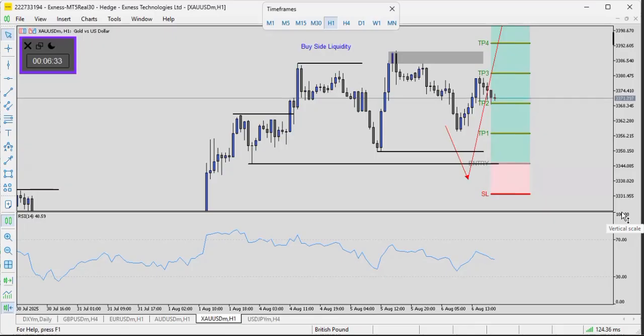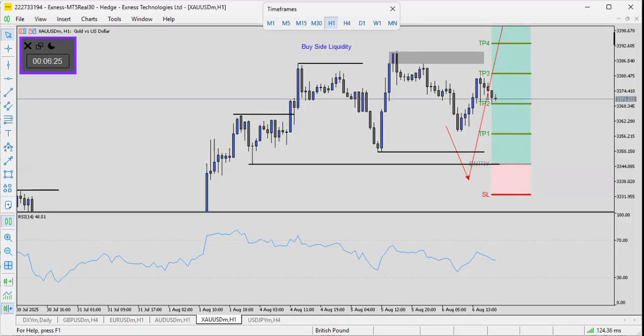Now, this is for position traders. Scalpers can just scalp every high and every low, and I've not seen scalpers that have made serious money in this market. Position traders are the ones making serious money. Swing traders, I mean, because they always wait for liquidity zones to be taken out.